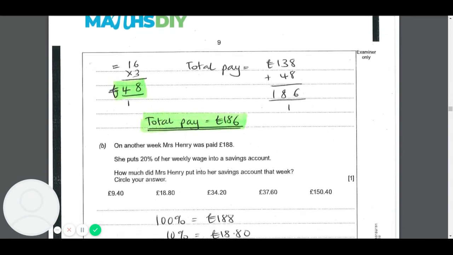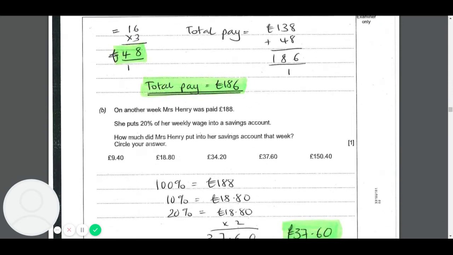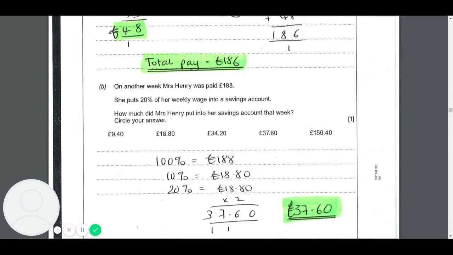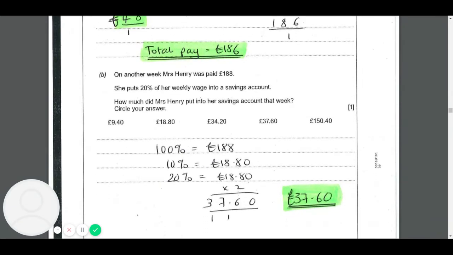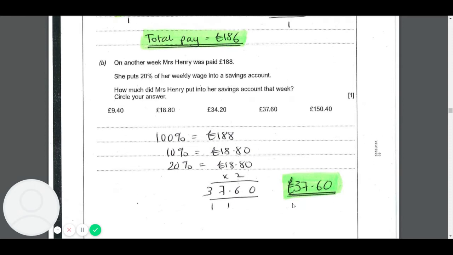On another week, Mrs. Henry was paid £188. She put 20% of her weekly wage into a savings account. How much did she put in a savings account? Right, so how do you work out 20%? You first work out 10% and then you double it. So 10% is divided by 10, move a decimal point in, £18.80, double it, £37.60. It's one of the options, okay? So it's multiple choice. It says circle your answer, so make sure you actually circle it as well as just writing it down here.